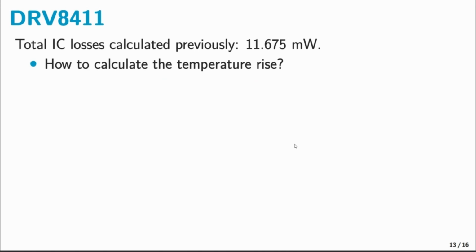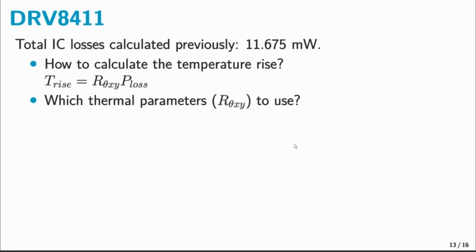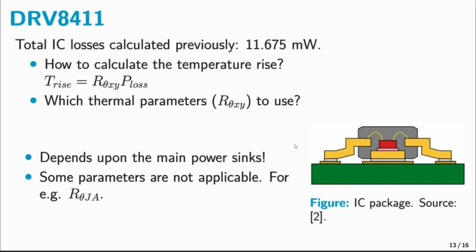After calculating the total power loss in the IC, we need to find the temperature rise from the ambient temperature. This can be done by multiplying the thermal resistance with the power loss in the IC. However, it is the designer's responsibility to decide which values to use as per the heat dissipation strategy. Furthermore, some parameters such as the R theta JA are not applicable as they are calculated with certain conditions which are different from the real application.